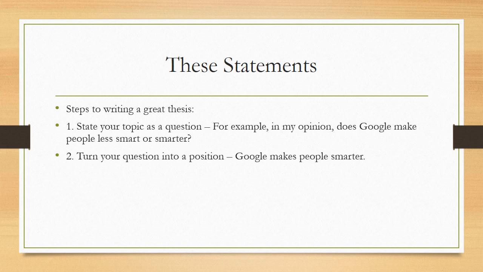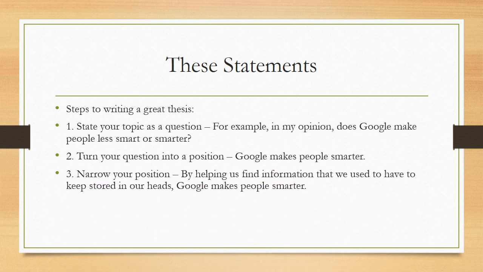For this paper, you could ask, what is the meaning or message of my text? Then you narrow your position. By helping us find information that we used to have to keep stored in our heads, Google makes people smarter. Really more efficient, but that's what Thompson means when he says smarter, is more efficient. So you give a reason, a rationale, and that narrows your position. It makes it specific. This is specifically why Google makes people smarter.